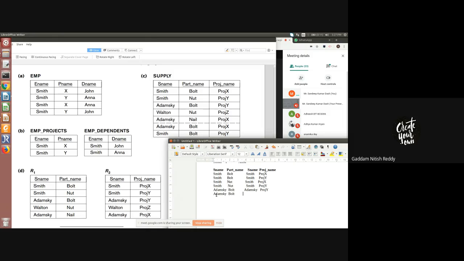Sir, there is another Smith in the supply table. Last one. No, I'm not saying that. I'm saying that this was your original table in the supply table. Okay. Then you divided it into these two tables. For writing relations of Smith, we need to consider the third Smith also.